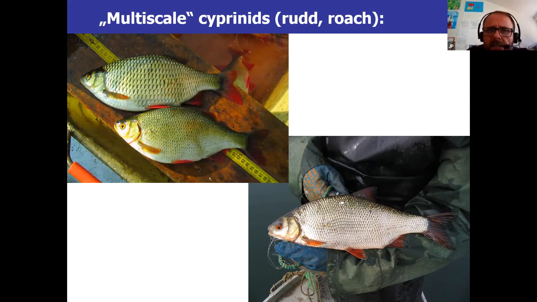I have to mention that there were very few problems reported during the succession of the fish community in Milada Lake. One of them was the reporting of multi-scaled cyprinids. Here is the situation for rudd, here the situation for roach. This is the normal scaled individual. This is the individual with very small scales.